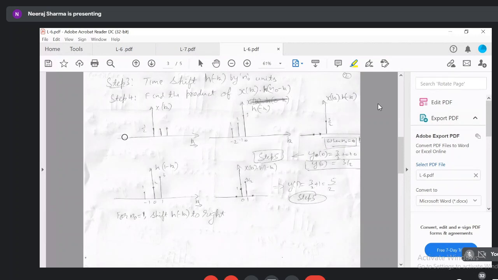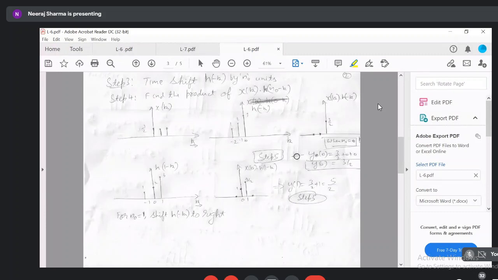Non-zero overlapping product हम calculate कर रहे हैं when you multiply xk with h minus k, the non-zero overlapping product, right? इसमें non-zero product होनी चाहिए. तो non-zero product सिर्फ एक ही sample के लिए आ रही है, that is for k equal to 0, which is equal to 3 by 2, right?